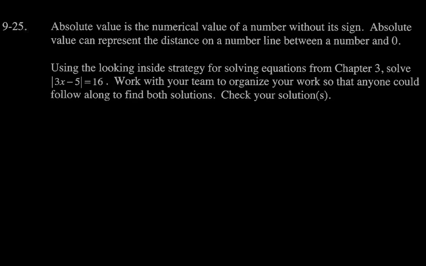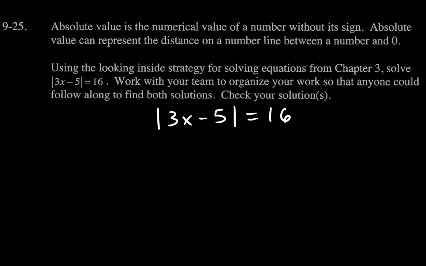It says, and I'll just read: absolute value is a numerical value of a number without its sign. Absolute value can represent the distance on a number line between a number and the origin 0. Using the looking inside strategy for solving equations from chapter 3, solve the absolute value of 3x minus 5 is 16. So we're not working in teams, unfortunately. Let me go ahead and write that down. So here's the absolute value equation: the absolute value of 3x minus 5 is equal to 16.